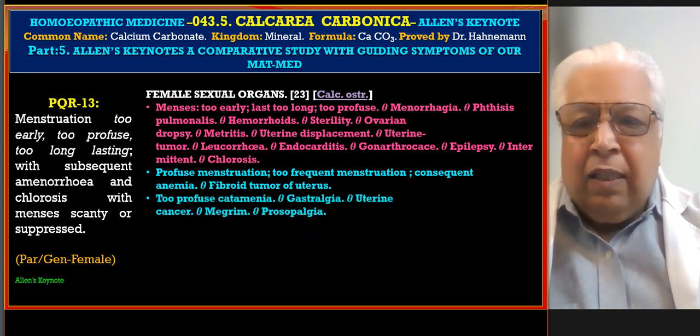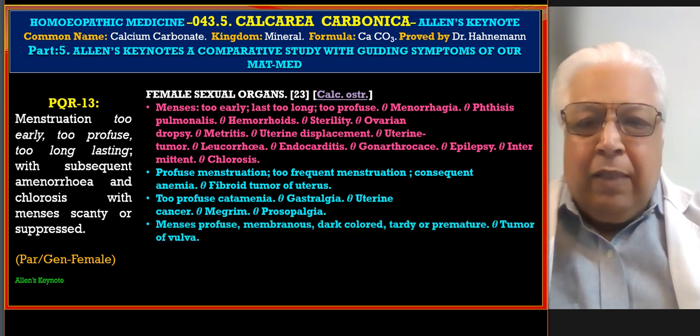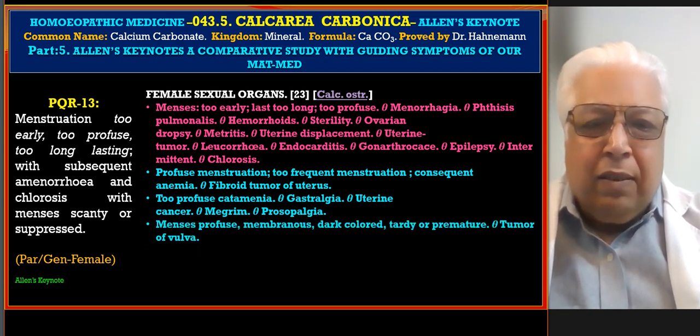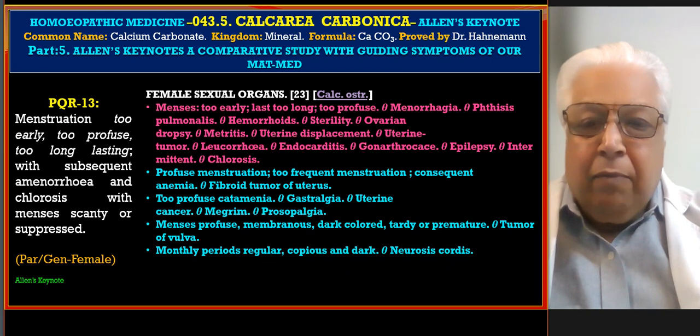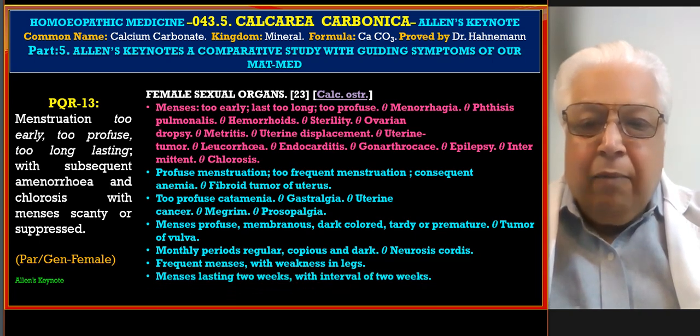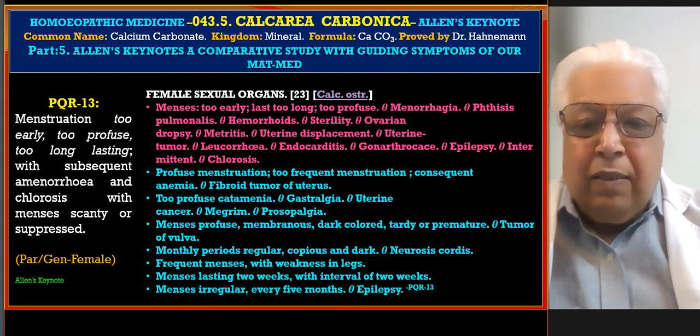Now again, second grade representation, we find too profuse catamenia. Menses profuse, membranous, dark colored, tardy and or premature, mostly periods regular, copious and dark, frequent menses with weakness in legs, menses lasting 2 weeks with interval of 2 weeks, menses irregular every 5 months.